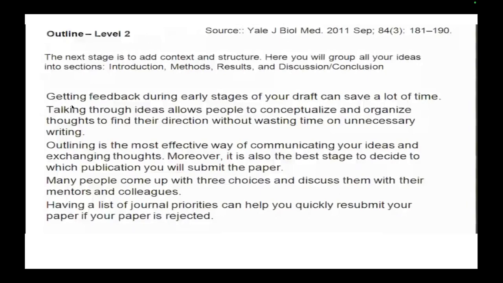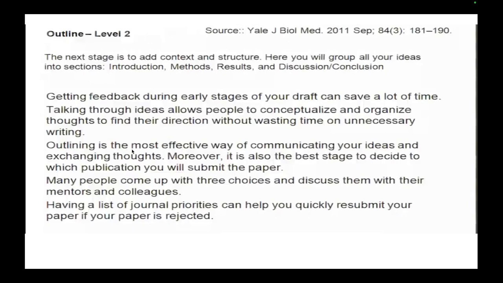The same thing I told you: getting feedback during the early stage, when you draft your paper, when you start writing, or discussing your outline with the supervisor or seniors, is very important because it saves a lot of time. I already told you that if you start writing and write different things that should not be included in the paper, all the writing and time will be wasted. Then you have to write it again, and it becomes frustrating sometimes.